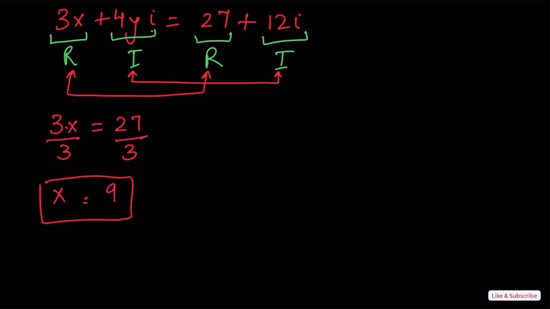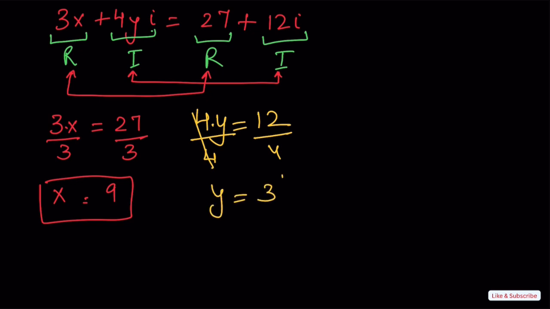On the other side, we got 4y equals 12. 4 is in multiplication, so I divide by 4. I got the value of y equals 12 divided by 4, which gives you 3, and that is the value of x and y.